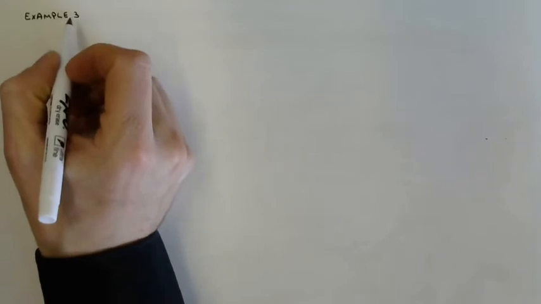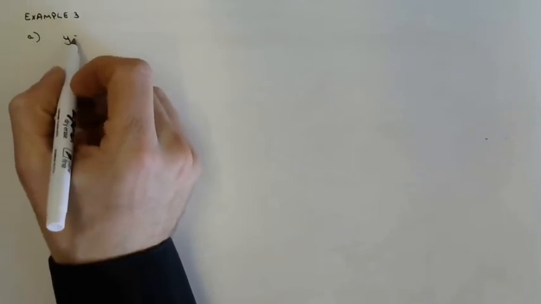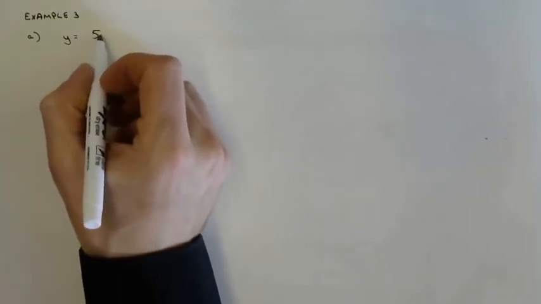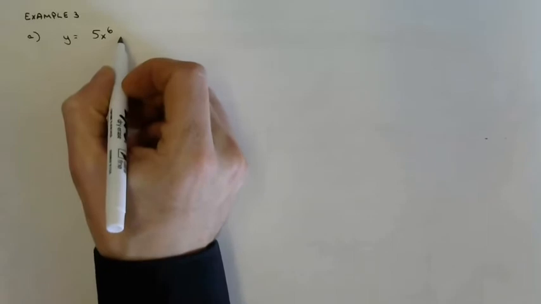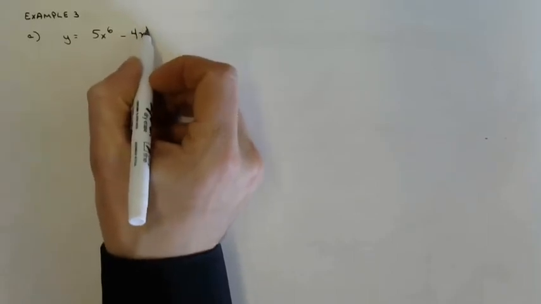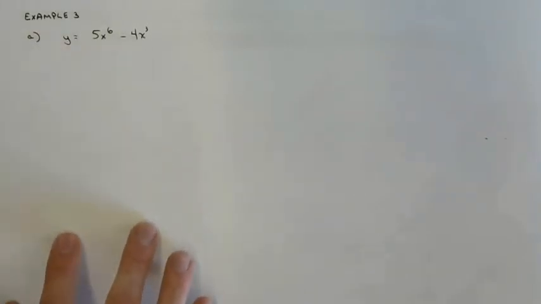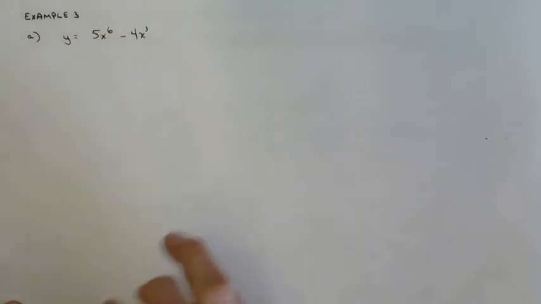Example 3. A. We're going to name the derivative rules that we're using. So we're given y equals 5x to the power of 6 minus 4x to the power of 3. There are 4 of these, by the way, if you're thinking about your spacing. And I'm going to work down here and write the rules as we go along that we use.